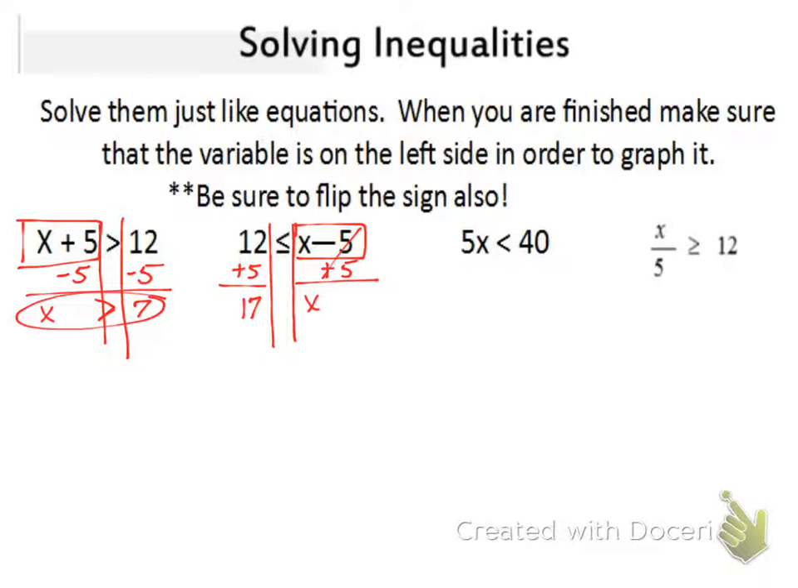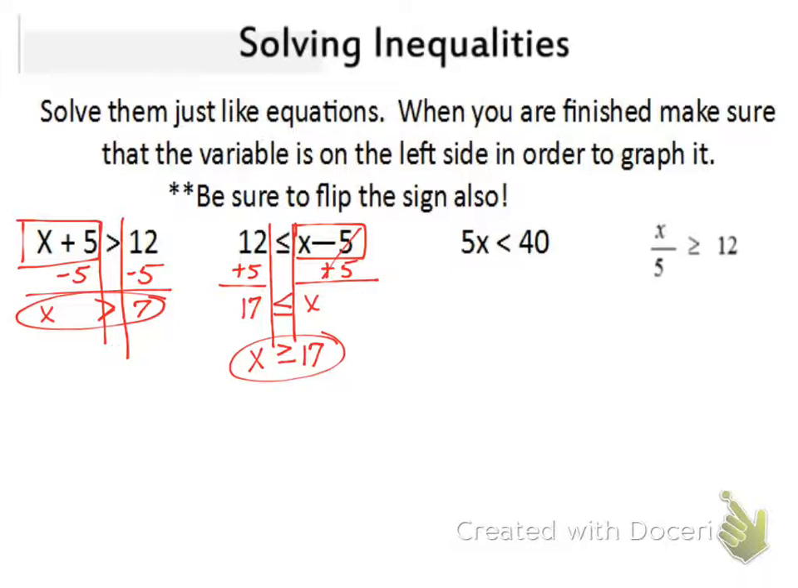Now, we did say that there was something different about when we go to graph inequalities. What do we need to do to this one that's different than the rest? Yeah, we got to flip it because the x has to be on the left in order to graph it. So we're just going to remember we got to flip the whole thing around. So x is greater than or equal to 17. That's our final answer.